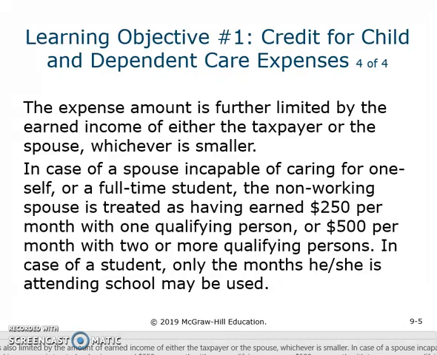In the case of a spouse that is not capable of caring for themselves or a full-time student, the non-working spouse is treated as having earned $250 per month if they have one qualifying person for the credit, or $500 per month for two or more qualifying persons. In the case of a student, we can only use the months that he or she is actually attending school.